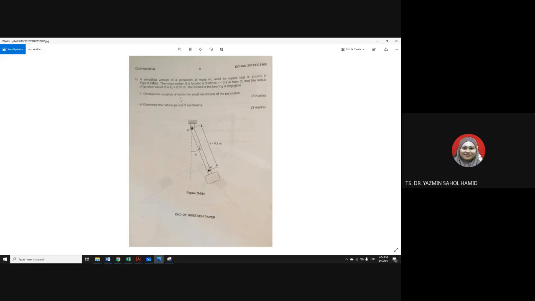Sebab dia bagi radius of gyration, I dia jadi MK squared. Lepas tu bezanya dekat sini dia bagi mass, tapi mass dia dalam sebutan M. Dia tak bagi value. So nanti you kena biarkan dia dalam sebutan M, nanti you akan perasan, you akan potong-potong, dia jadi mudah. So untuk soalan ni dia suruh develop equation of motion for the small oscillation of the pendulum. So again, next question, determine the period of the oscillation.